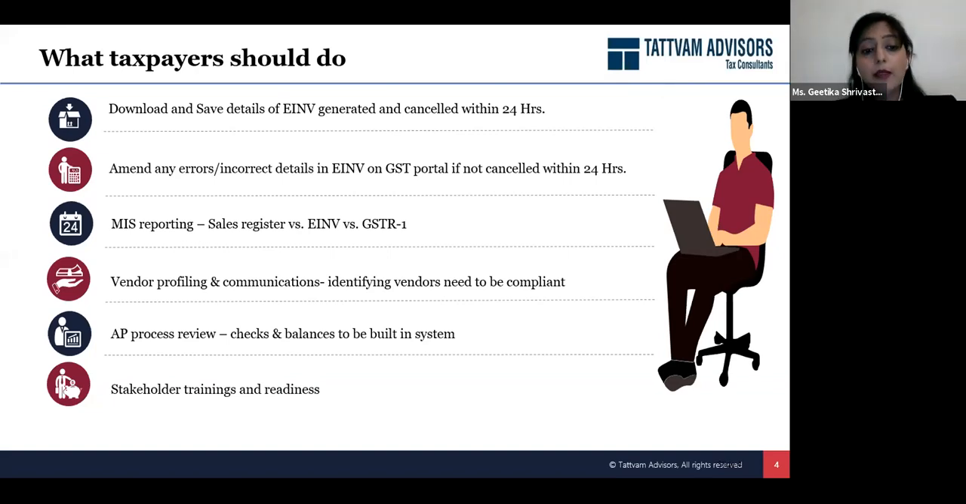The last thing which is very important is all the stakeholder trainings and the readiness of the system. Stakeholders will be like your AP team, your billing team. You need to update them on the generation of the e-invoicing, whether or not you are taking support of any service provider. Every team member should know what is the requirement of the law and what would be the repercussion if there is any non-compliance at your end.